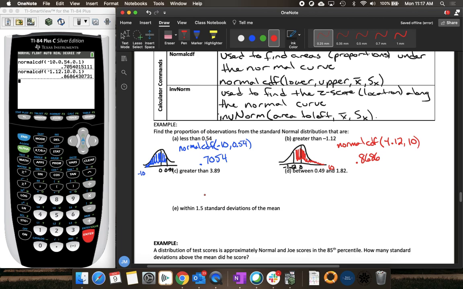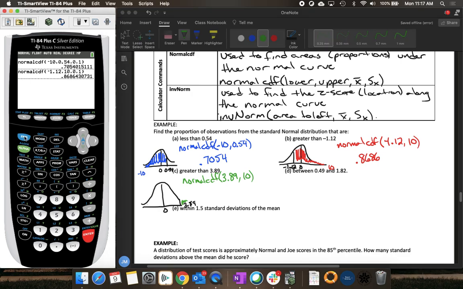All right, let's do a couple more. For the next one, we want to know what percentage of the observations are greater than 3.89. So we've got our mean at 0. 3.89 is going to be way over here to the right, so it should be a pretty small number because there's not a whole lot of space out here for it to be. Again, we're going to use normal CDF. Our lower bound in this case is 3.89. The upper bound, again, we'll just use 10 since that's going to be furthest past anything else.